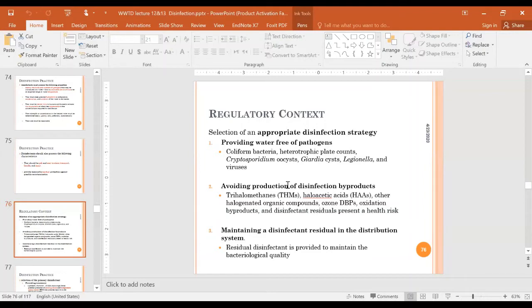Heterotrophic organisms are those that cannot make their own food. Yes sir, they depend on other organisms.